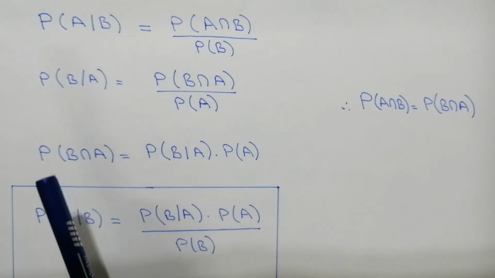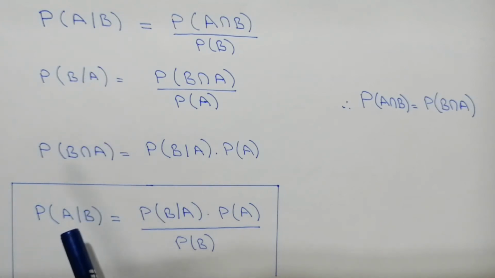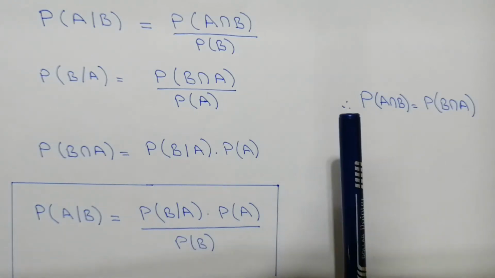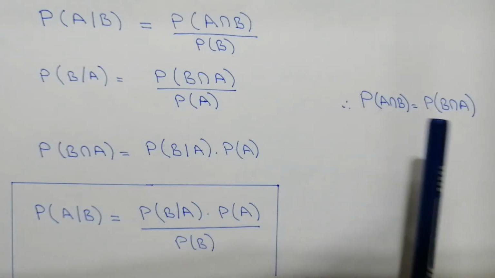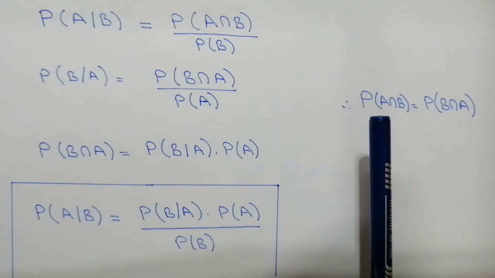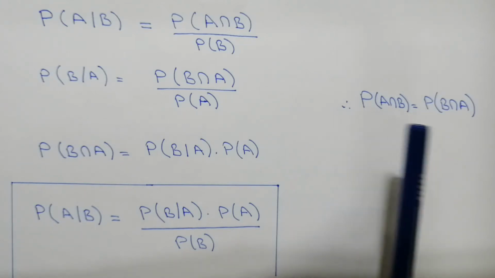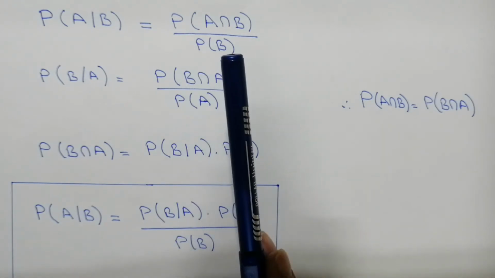So we will put this one in the above equation. So probability of A given that B equals probability of B given that A into probability of A, because we know that the probability of A intersection B equals probability of B intersection A. So A intersection B or B intersection A, it is the same thing, it doesn't make any difference. So divided by probability of B.